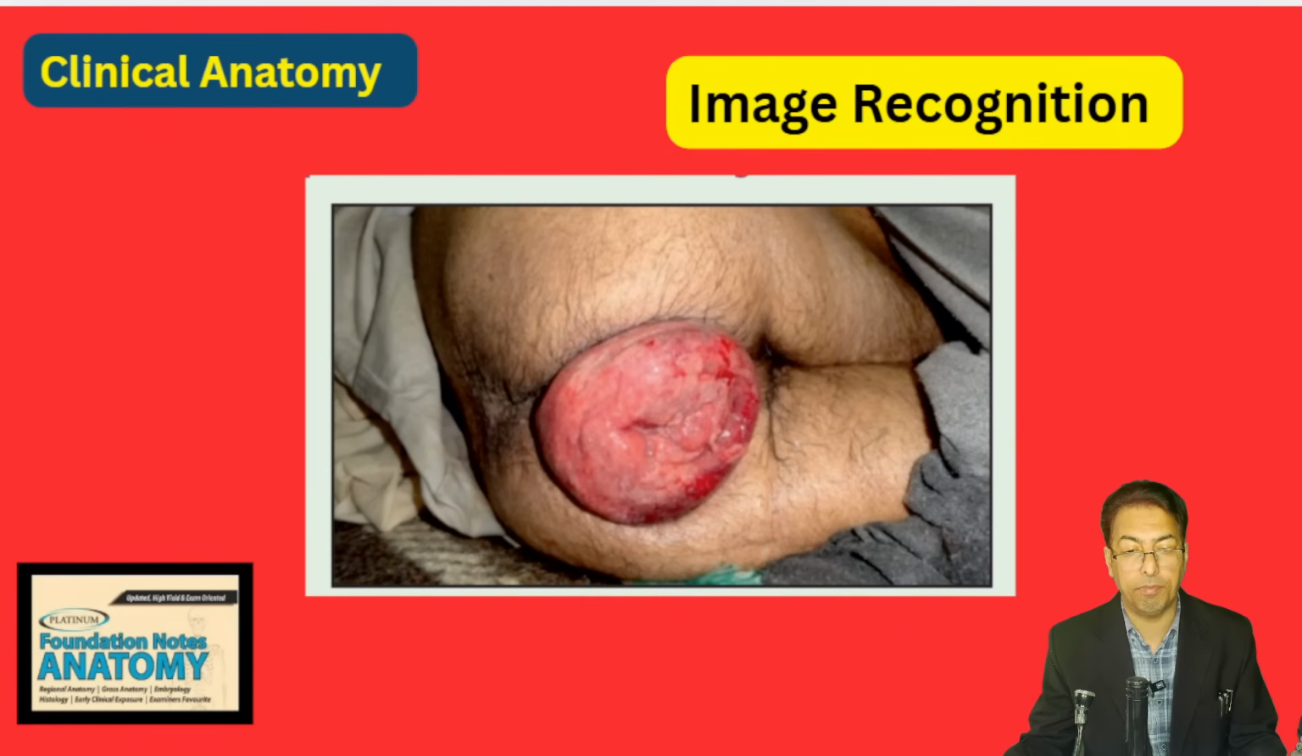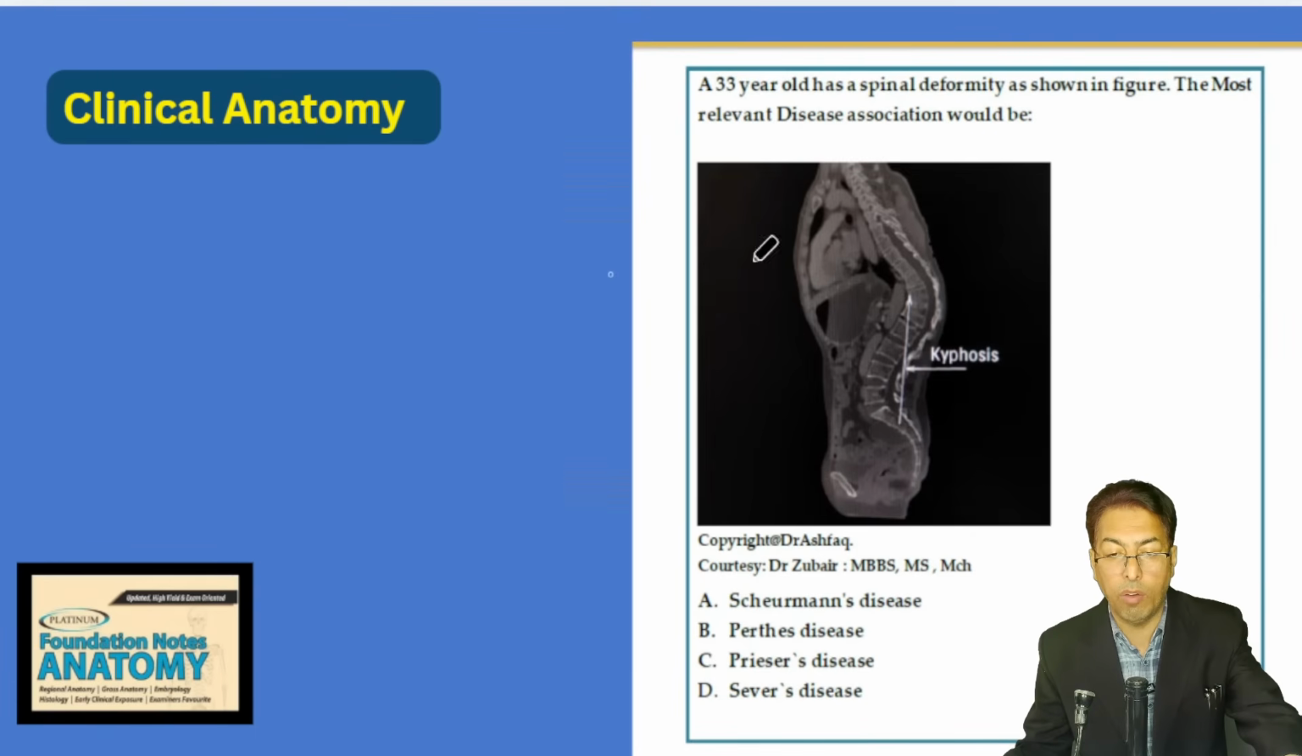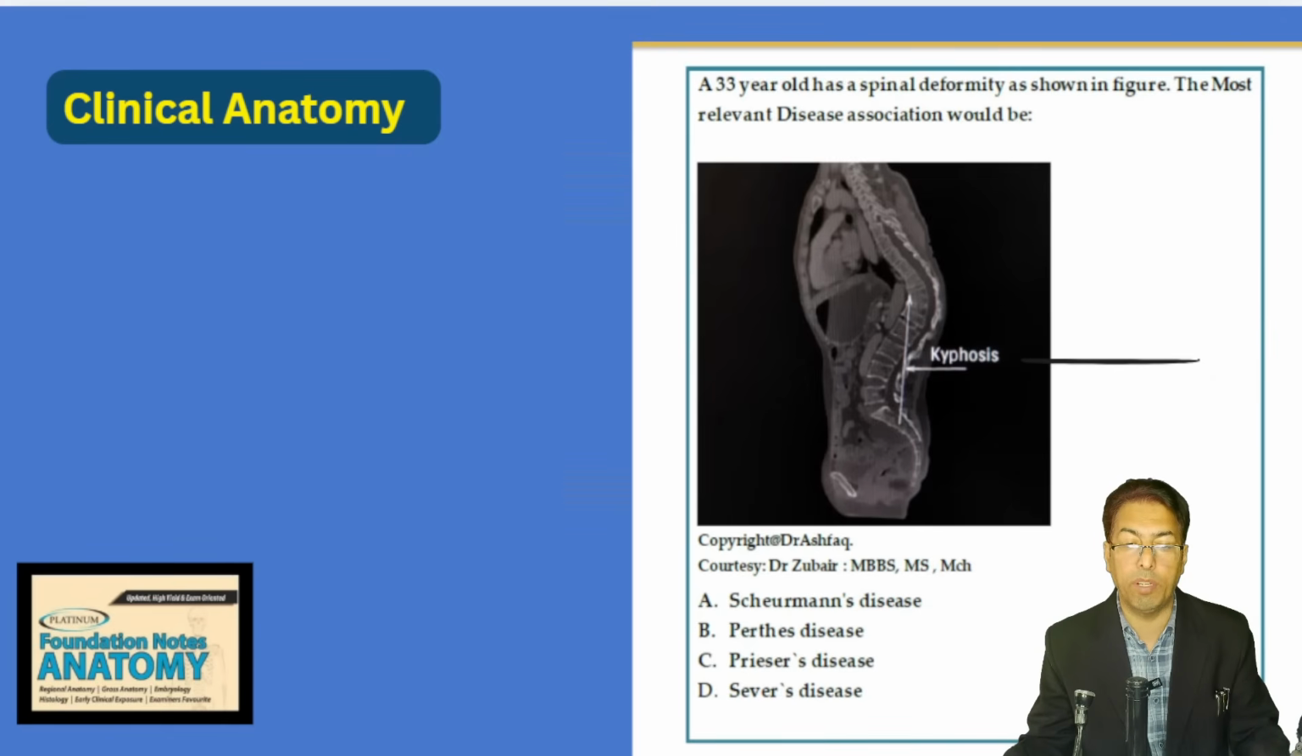Now, moving on to this clinical question: a 33-year-old has a spinal deformity as shown in the figure. You can see over here, it is already shown as kyphosis. The most relevant disease association will be Scheuermann's disease, Perthes disease, Preiser's disease, or Sever's disease. Kyphosis occurs in association with osteochondritis of the vertebra, and this disease is given the name Scheuermann's disease.